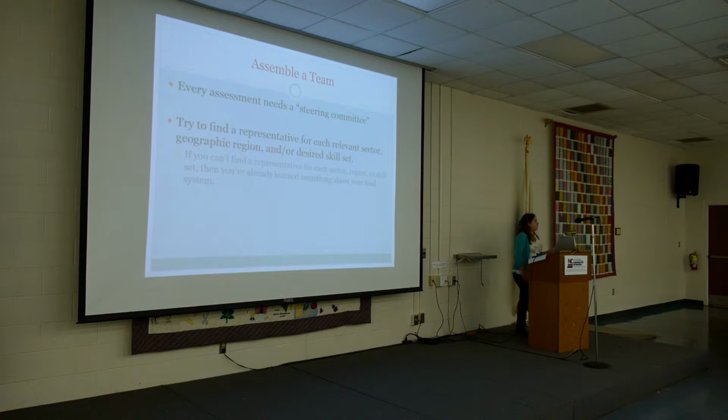If you can't find a representative for each sector, region, or skill set, you've already learned something about this food system. Let's say your region is a set of 3 counties, and you can't find anybody in one of the counties working in this area. Well, that's some important information to know: okay, there is nobody in this county working in this area. What does that mean? What's going on with that?